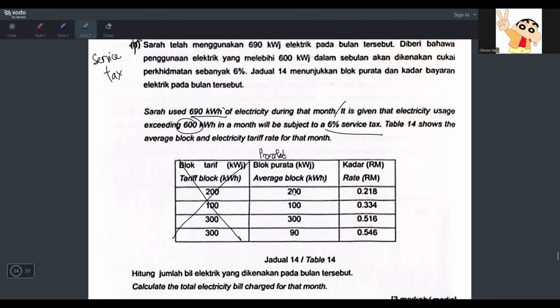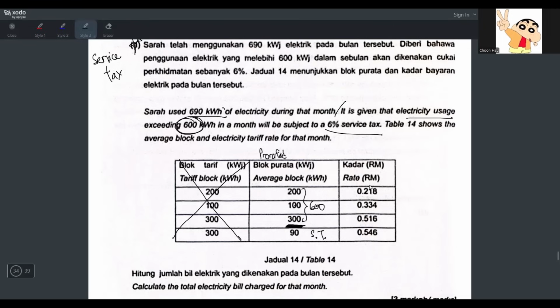So look at this: 200, 100, 390. But they said usage exceeding 600 will be charged 6% service tax. So what is 200 plus 100? Here you get 300, and then 300 plus 300 will be 600. So this is the cutoff. Anything beyond this will be charged a 6% service tax, because they say usage exceeding 600 will be subject to 6% service tax, and if you take the sum here, it's already 600. So there will be a service tax charged for this.